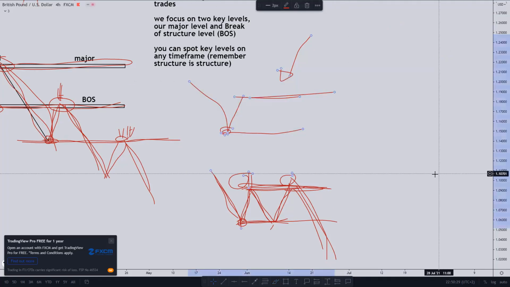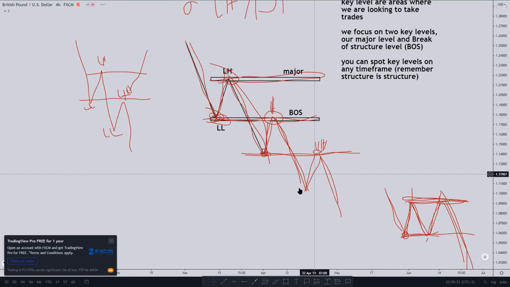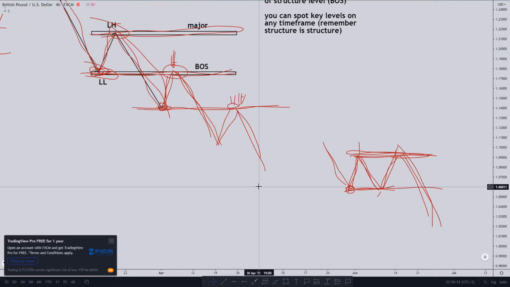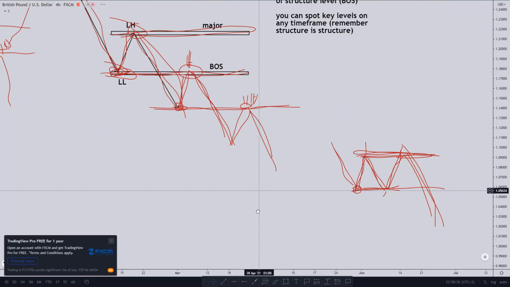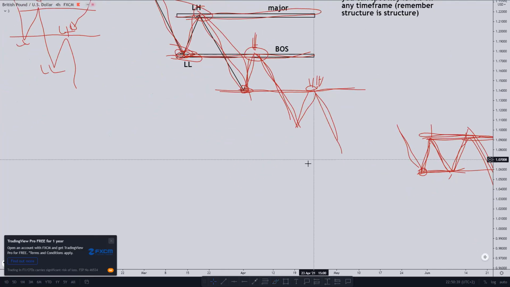I want to make more examples of the major levels, and then we can go to the charts.